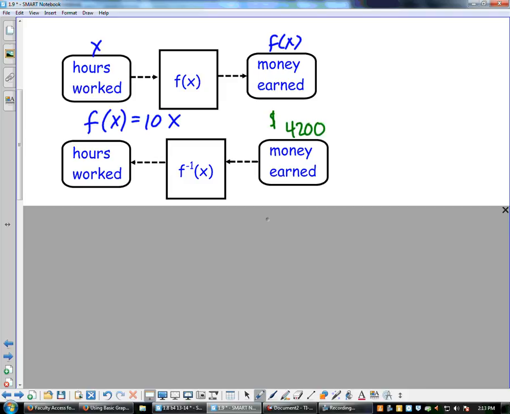$4,200. So how would we go about writing an equation that will give us the number of hours that Cole has to work to earn that $4,200? So in other words, the input now is going to be the money that Cole wants to earn, and the output is going to be how many hours he needs to work to get it. Alexis, go ahead.